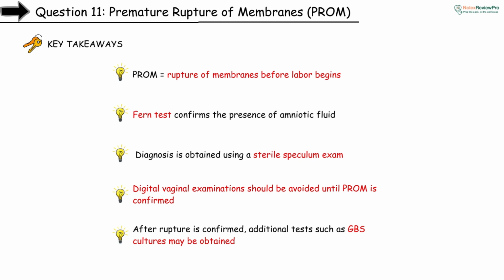PROM refers to rupture of membranes before labor begins, and confirmation is done using a sterile speculum exam with tests such as the Fern test, while digital vaginal examinations must be avoided until rupture is confirmed because they increase the risk of infection. And once PROM is confirmed, additional assessments like Group B Streptococcus cultures may be performed as part of ongoing care. Now let's move on to the next question.